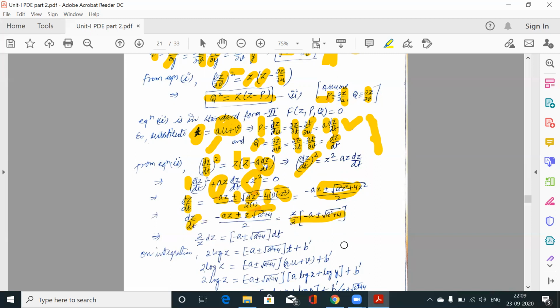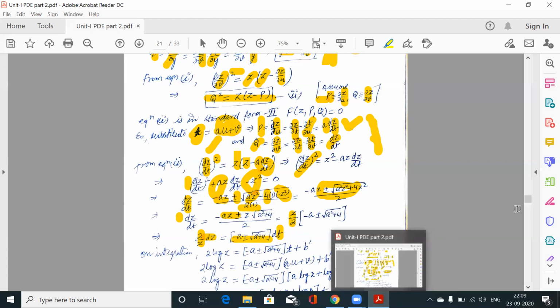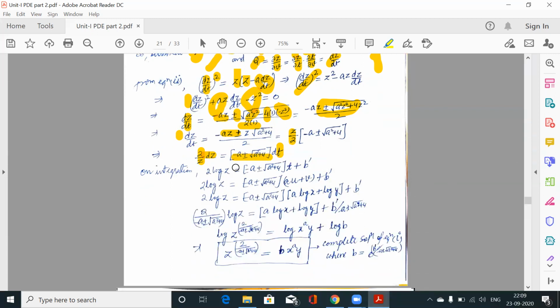So now separation is possible because we can bring z to this side and dt to this side, and this factor is constant, so separation is possible. So z by 2 when it comes to this side becomes 2 by z dz is equal to something into dt. In the separation method, we take the integration. So this is 2 log z is equal to the coefficient into dt. This is constant, so the integration of dt is t, and again this is an integration constant b dash. So now simplify this.